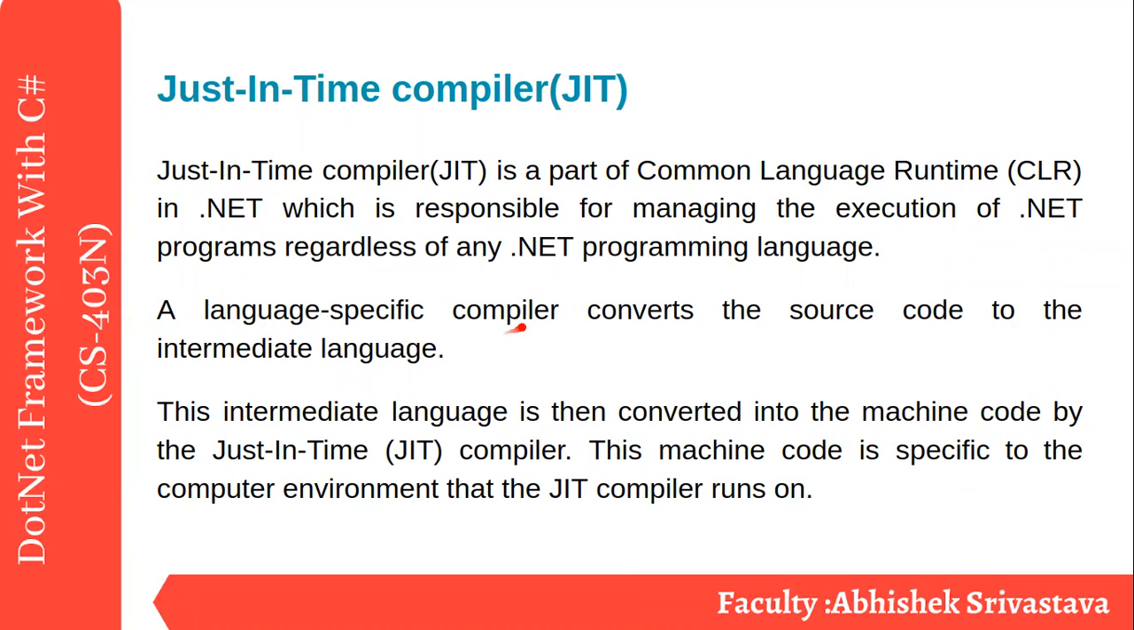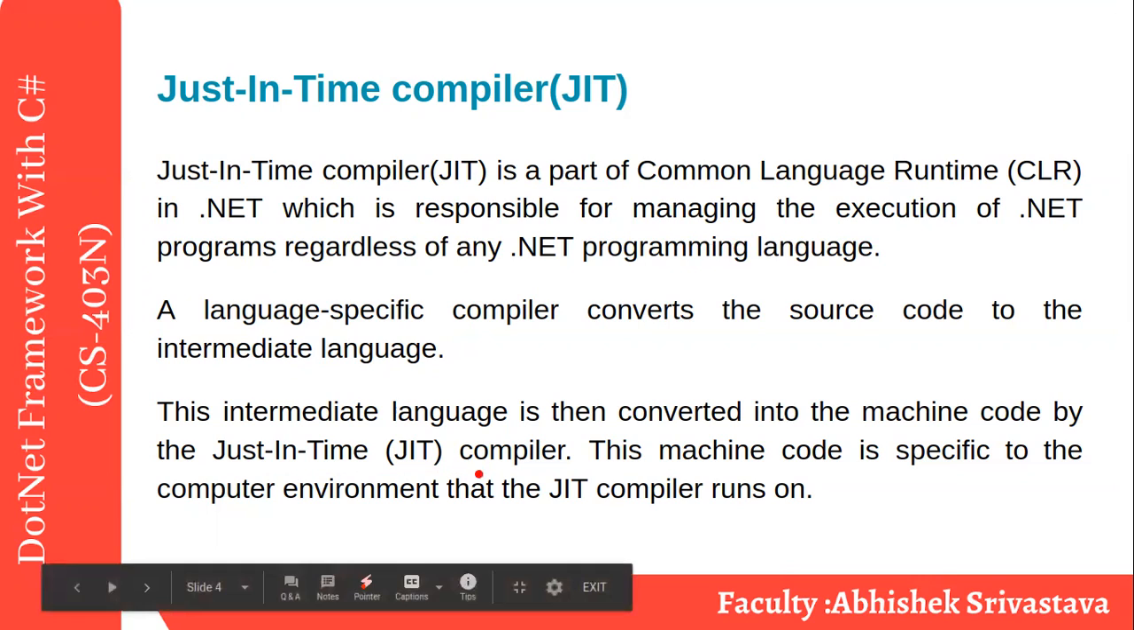Any language which is .NET compatible may use the JIT compiler. A language-specific compiler converts the source code to the intermediate language. I told you the first compiler is the native compiler, or language-specific compiler, which converts code to IL or MSIL, Microsoft Intermediate Language. This intermediate language is then converted into machine code by the just-in-time compiler.